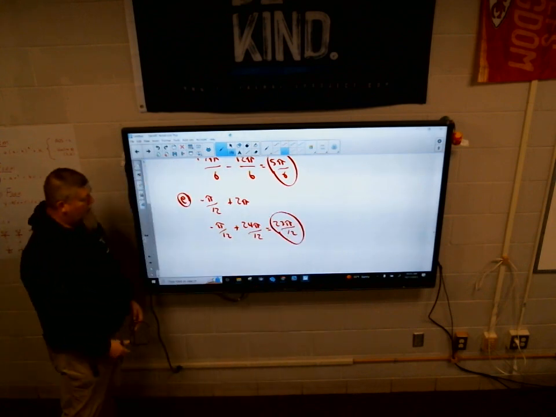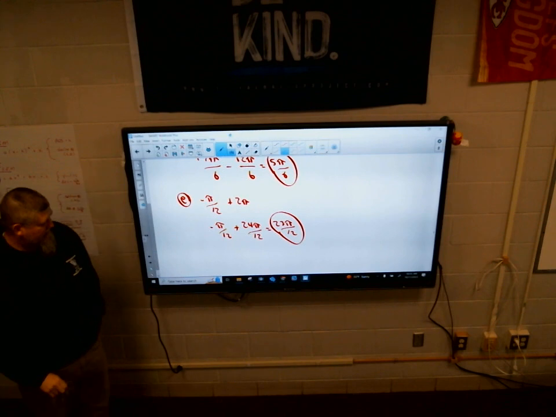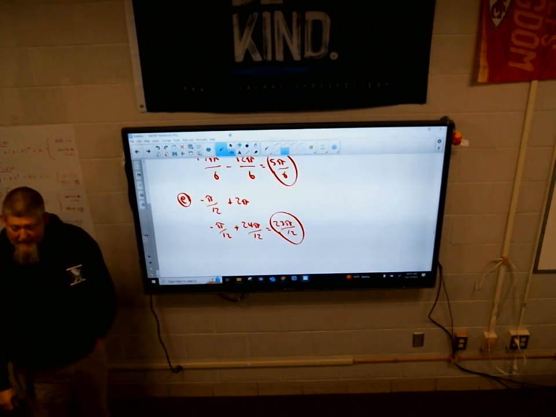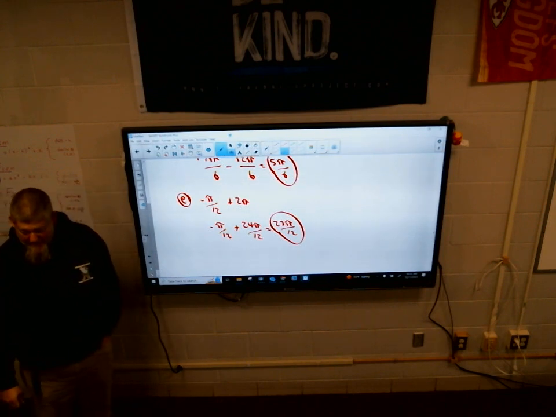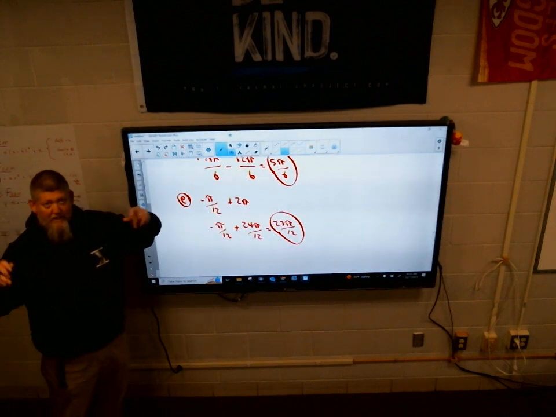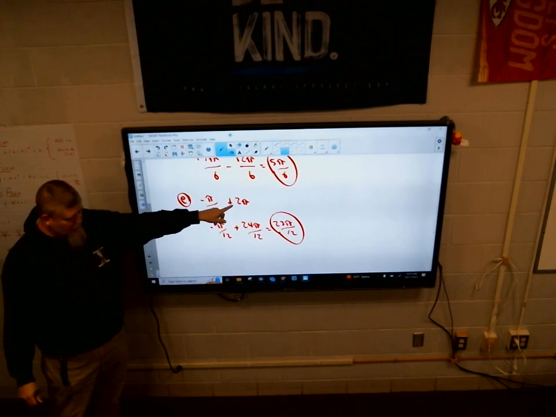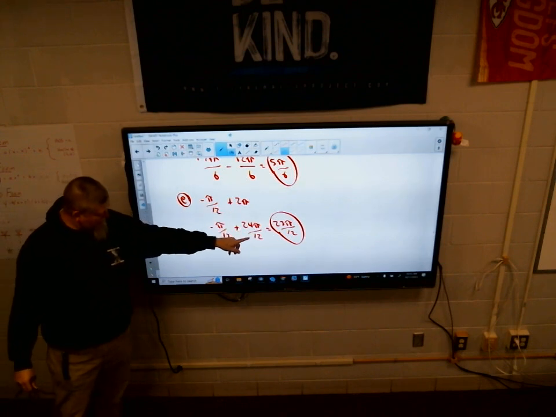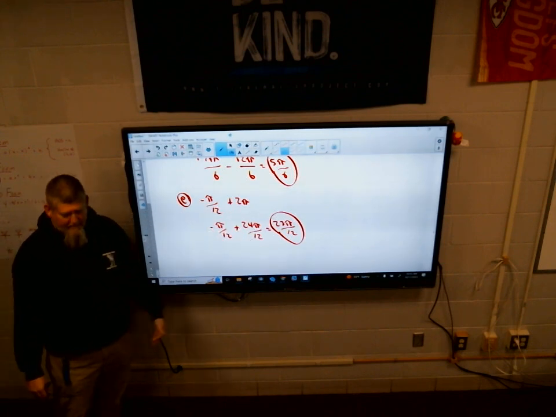You can just do anything over 12, as long as it's the same denominator. Well, it's got to equal 2 pi. So you can't just pull things out of there and add randomly. It's got to equal 2 pi. So that's why 24 over 12 is 2.